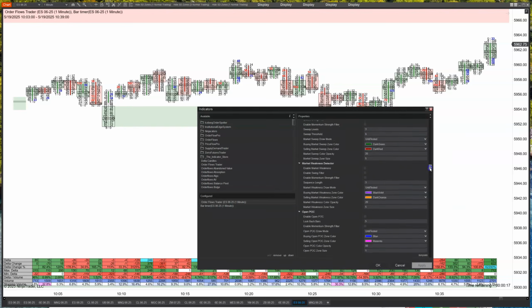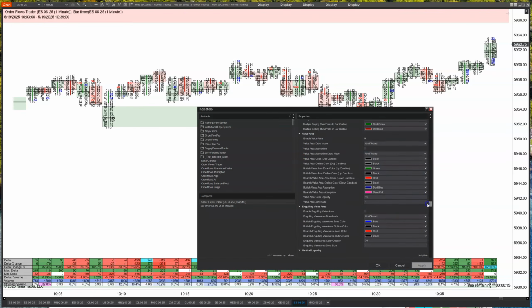Okay, you just scroll down and there's another function in there. It's called value area absorption. So you just click that and you can draw it until tested. Now the colors for bullish value area absorption is dark blue, bearish value area absorption is deep pink.